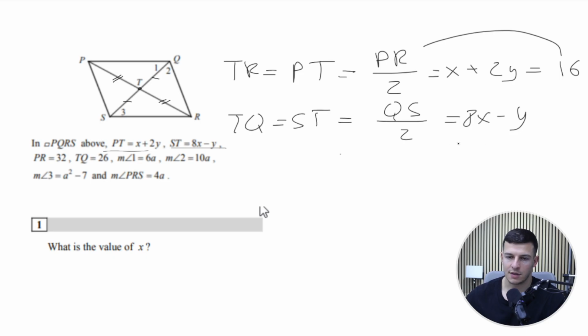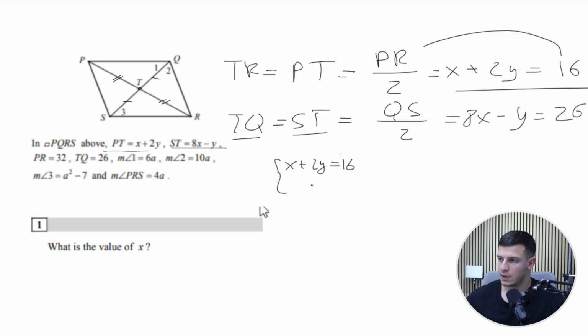Okay, it seems like we might end up doing simultaneous equations, and we have one of them. And the second one, it says TQ is 26. So TQ is 26. ST also is equal to TQ, so that's also going to be 26. There you go. We now have simultaneous equations. So x plus 2y equals 16, and 8x minus y equals 26. We can do substitution, right?